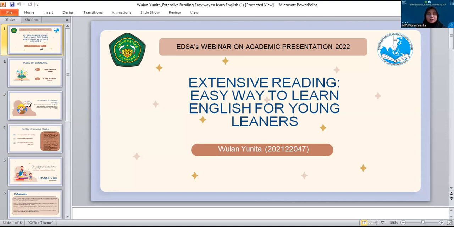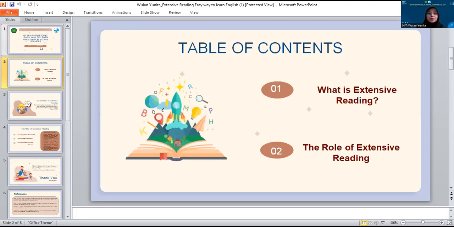Today, on this occasion, I'd like to share with you about extensive reading, an easy way to learn English for young learners. Next slide, please. I've divided my presentation into two major sections. The first is what is extensive reading, and the second is the role of extensive reading. Now let's move to the first section. Next slide, please.